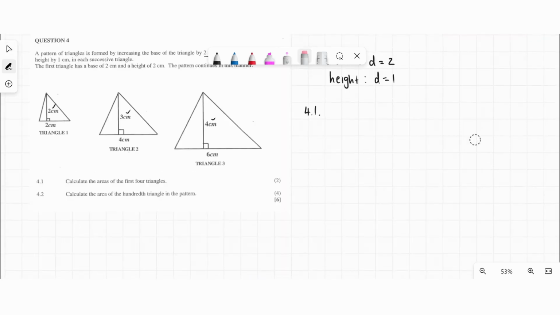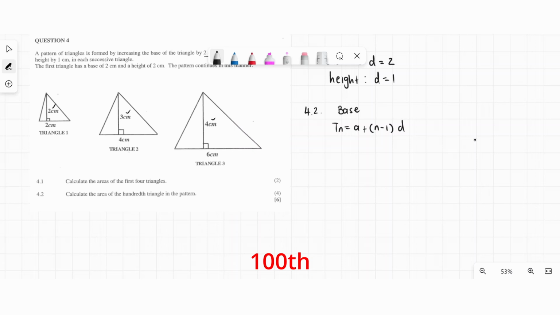Then now we're going to move to 4.2. It says calculate the area of the 100th triangle, right? So what do we see? We see the fact that we can create a general term for the height and the base. So let me start with the base, creating the general equation, right? So we know the fact that T n is equals to A plus n minus 1 d, right? Actually, we don't need to create the general. We can basically calculate the 100th base for this one, right? So we're going to substitute 100 here, right?